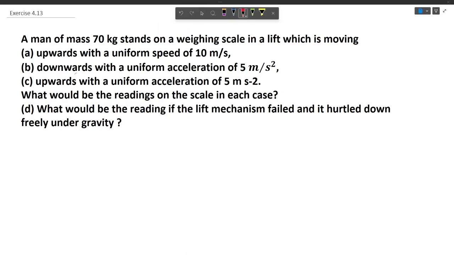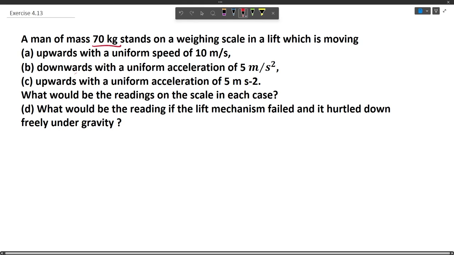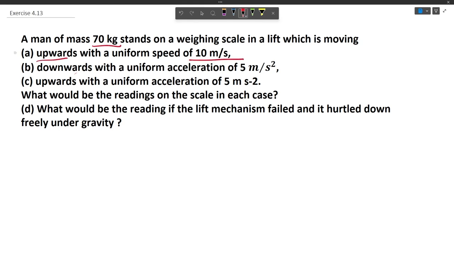The question says that a man of mass 70 kg stands on a weighing scale in a lift which is moving upward with a uniform speed of 10 meter per second, downward with a uniform acceleration of 5 meter per second square, and upward with a uniform acceleration of 5 meter per second square. We have to find out the reading on the scale in each case, and also what would be the reading if the lift mechanism failed and it hurtled down freely under gravity. So basically the reading on a weighing scale is nothing but the force applied by the man on the weighing scale.